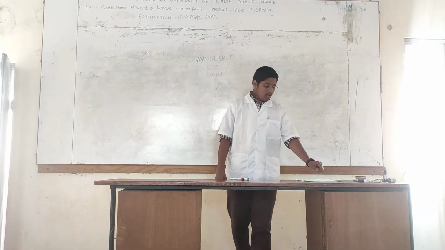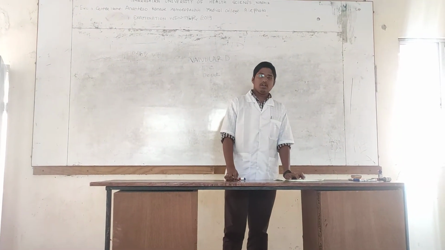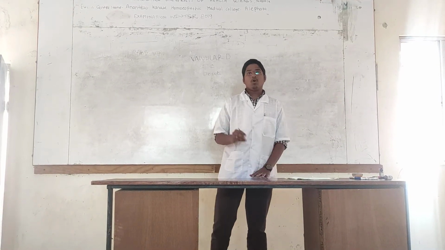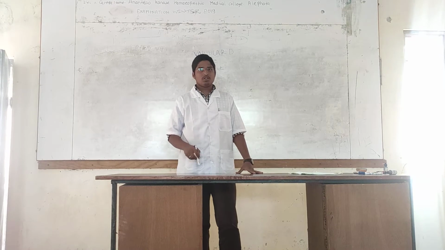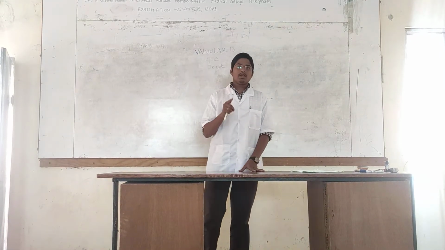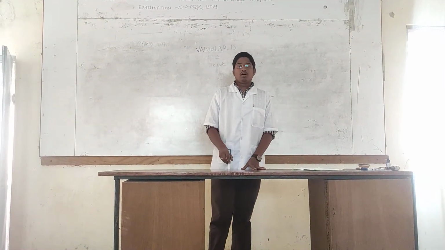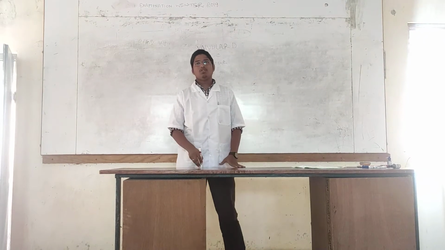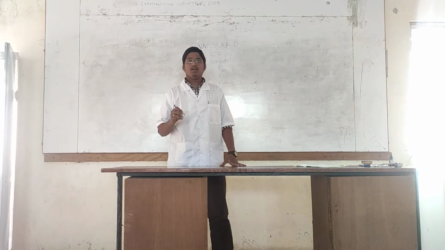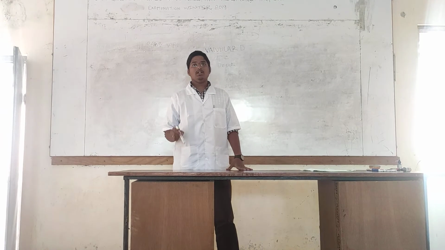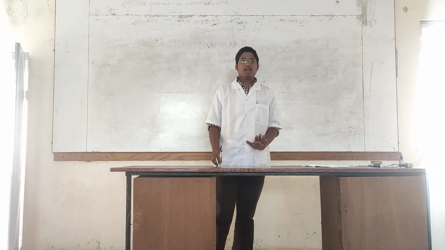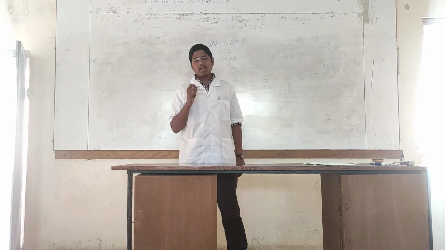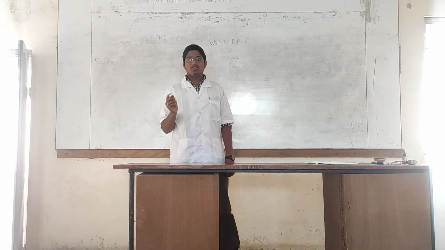Then congenital valvular diseases, the main causes are coarctation of the aorta, aortic stenosis and pulmonary stenosis. These are the three causes of congenital valvular diseases. Then acquired valvular diseases, the main causes are rheumatic heart disease, infective endocarditis, non-bacterial thrombotic endocarditis, Libman-Sacks endocarditis, calcific mitral annular and carcinoid heart diseases.